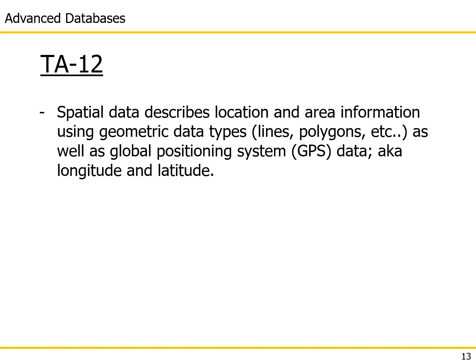So the takeaway: spatial data describes location and area information using geometric data types, lines, polygons, etc., as well as global positioning system, GPS data, aka longitude and latitude.